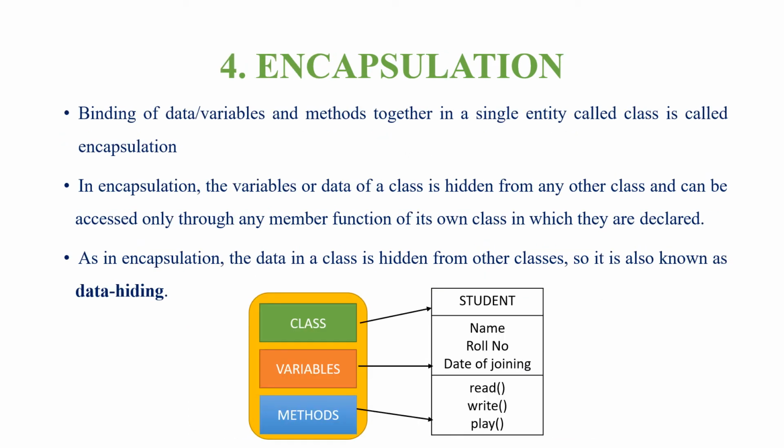Next we are going to see encapsulation. Encapsulation is nothing but wrapping up of data and methods together in a single class. In encapsulation, data in a class is hidden from another class. So it is also called data hiding. Now see here in the figure, in a single class I am going to wrap the methods and variables. Here student is a class and variables are nothing but the properties, which are the features, that is name, roll number, date of joining. And methods are nothing but the behavior. Behavior is nothing but the performance or a task, that is what a student can do. He can read, write, play, etc. So this is what is called encapsulation.